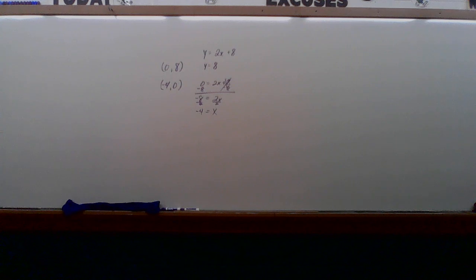Actually, just go 4 to the left. 4 to the left, perfect. Boom, already got one there. For y, you go 8 up. 8 up. And again, remember now, if they ask you to graph, this is the only time you get a graph with only 2 points.